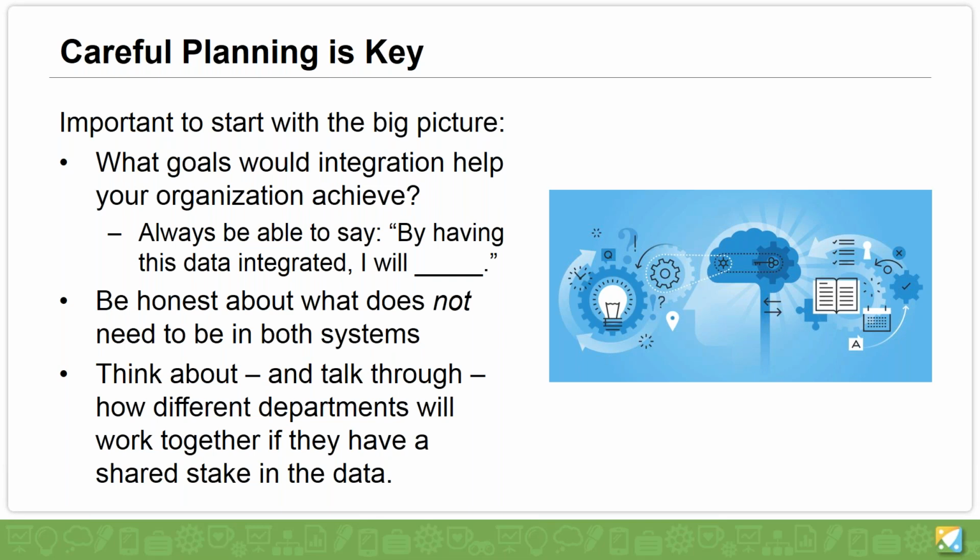You should always be able to answer the question of, by having this data integrated, I will blank. I'll be able to do X, Y, or Z, and have that real specific action item in mind. Be honest about what does not need to go in both systems. Don't just throw it all in, because you're going to end up with some clutter and a lot more to manage. So you do want to be strategic and realistic about what you're going to use. And then also culturally, thinking about and talking through how different departments who use each system are going to work together when they have a shared stake in the data. That changes things for people sometimes.